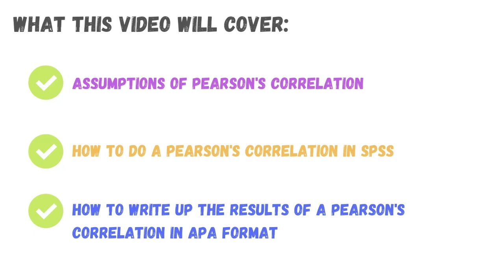Today we're going to be covering Pearson's correlations, because I thought we'd start off nice and easy. We're going to be covering the assumptions of a Pearson's correlation, how to do it in SPSS, and also how to write up the results of a correlation in APA format, which I know is really important for when you're writing up the dissertation results or any kind of research in a journal.